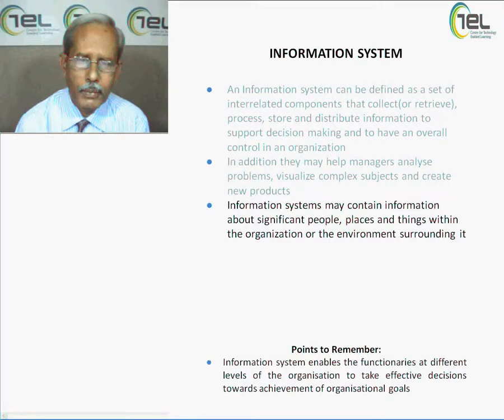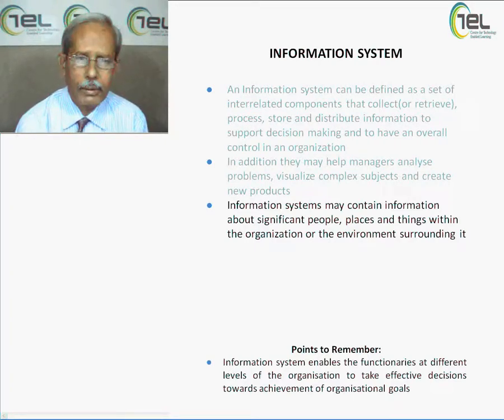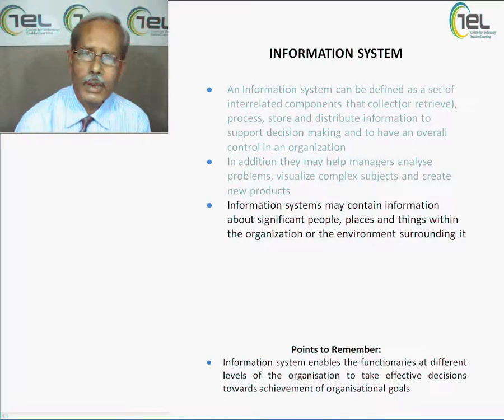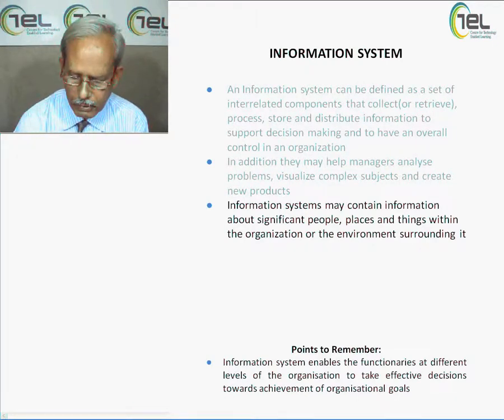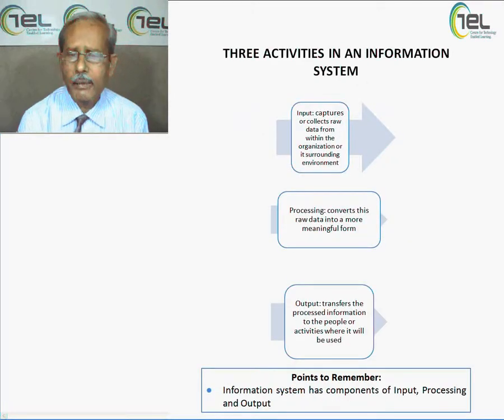So an information system is required to be made, which will involve gathering the information, processing the information in the way the users require, and ultimately disseminating it to the right people at the right time for their proper decision making. So you can see there are three activities in an information system.